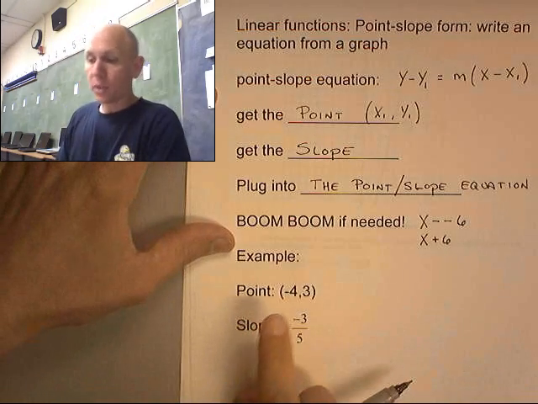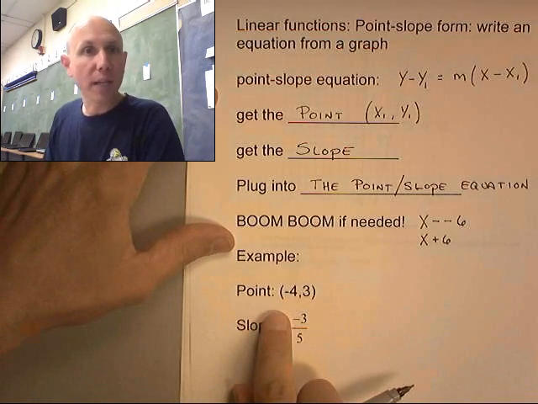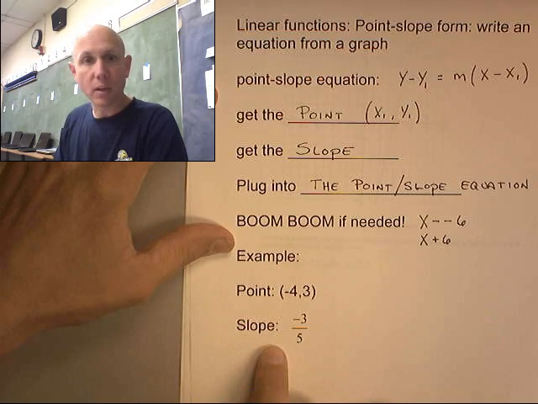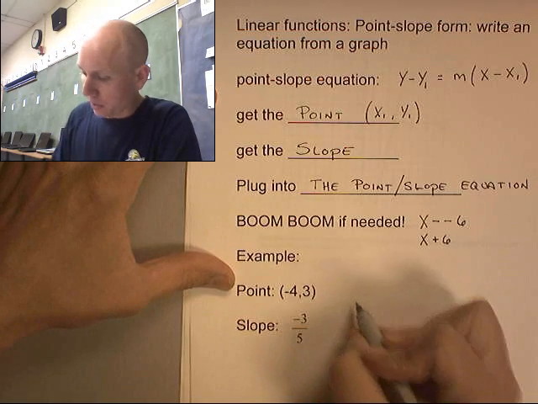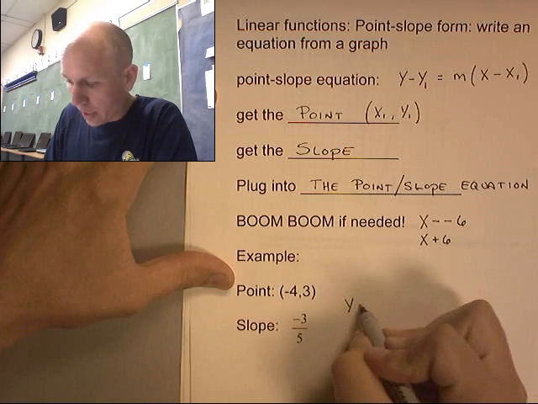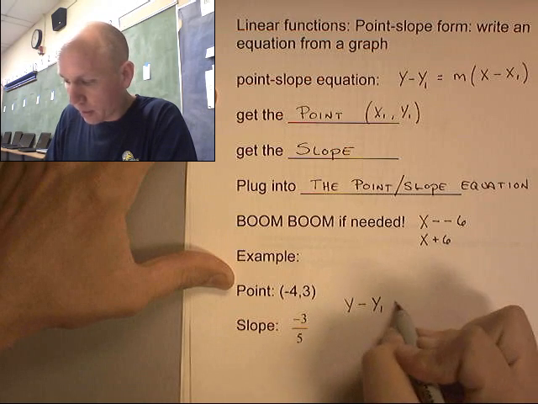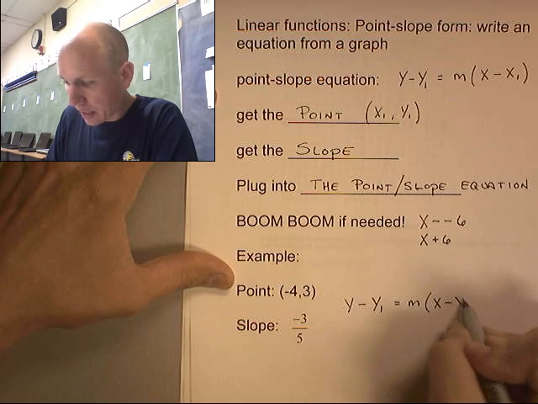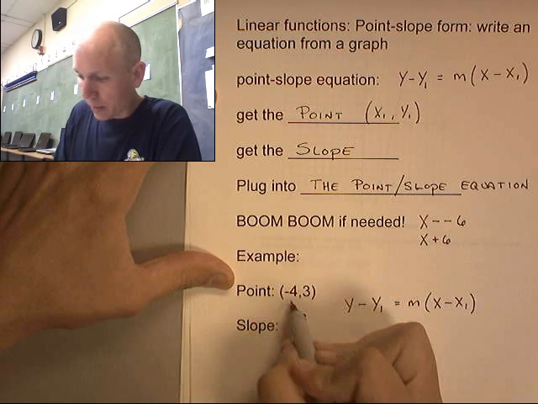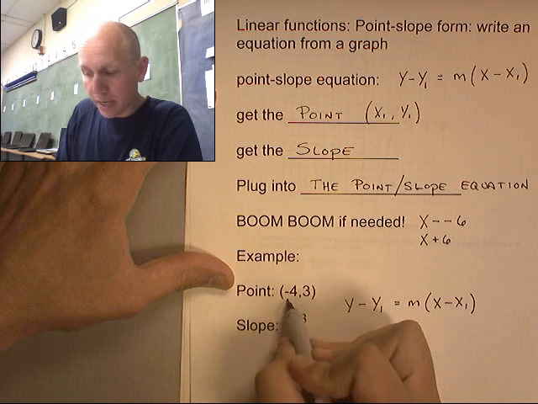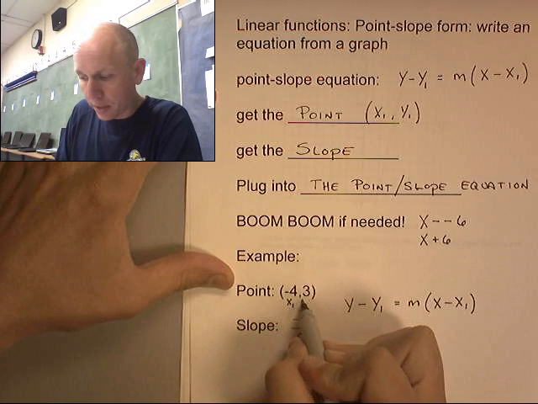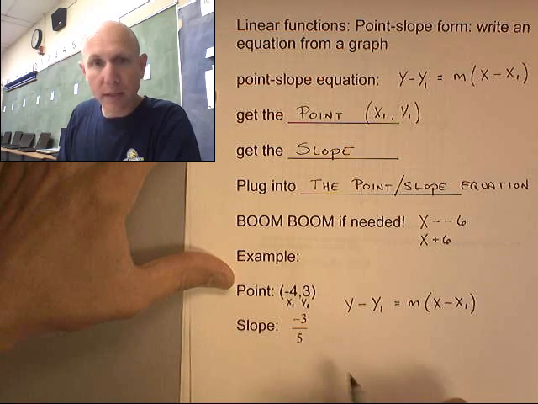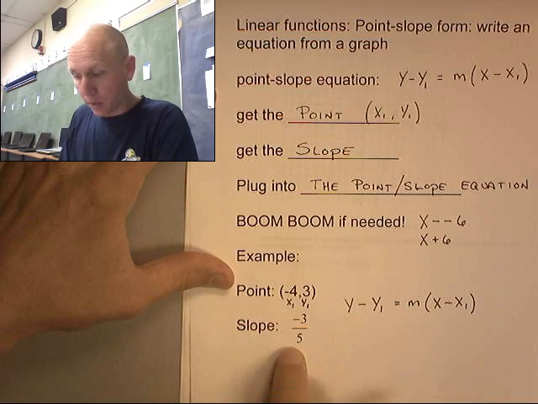So here's how it works. I need to get the point. Well, here's a point that I've given to you, and I need to get the slope, and here's a slope. So let's put it all together. This is going to be y minus y sub 1 equals m times x minus x sub 1. Right here, this guy is my x sub 1, and this is my y sub 1. So we'll plug those in along with the slope.